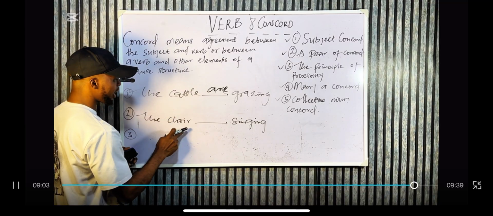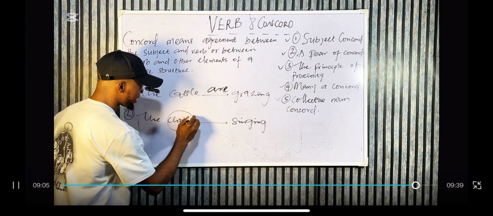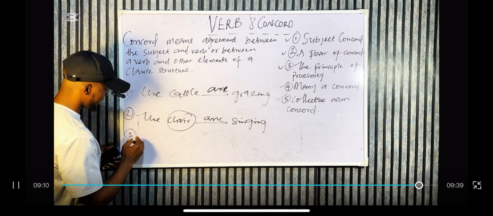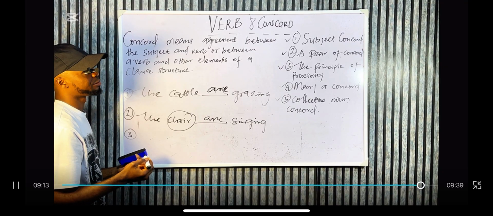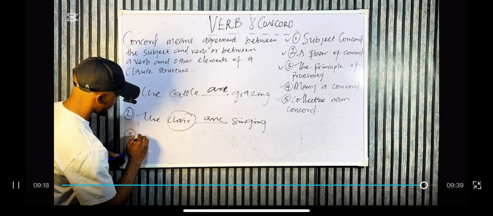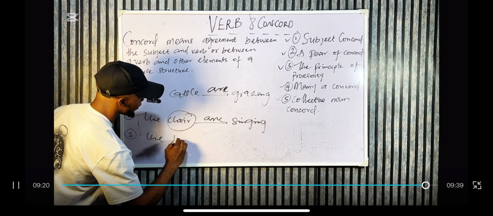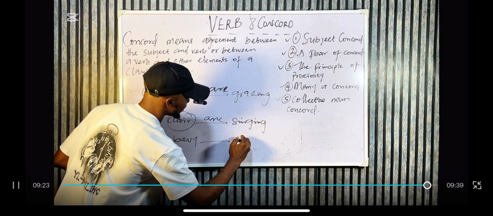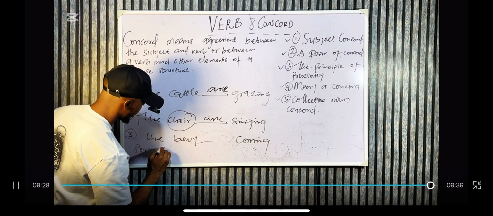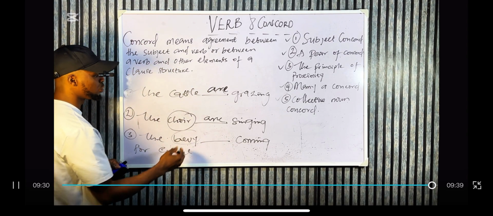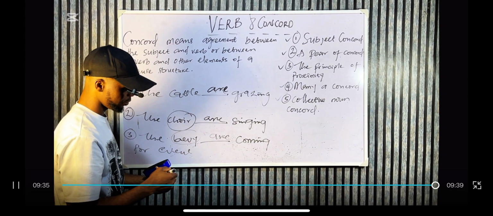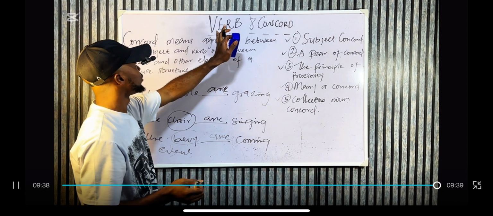Second example is the choir. This is a collective name for singers. The choir are singing, not the choir is singing. Let's look for the last one here. You have the bevy dash coming for the event. This is talking about the group of ladies. The verb must be a plural verb: are coming for the event. So this will be all for verb and concord.